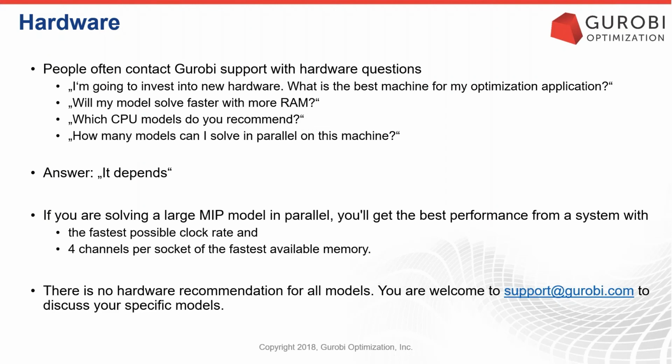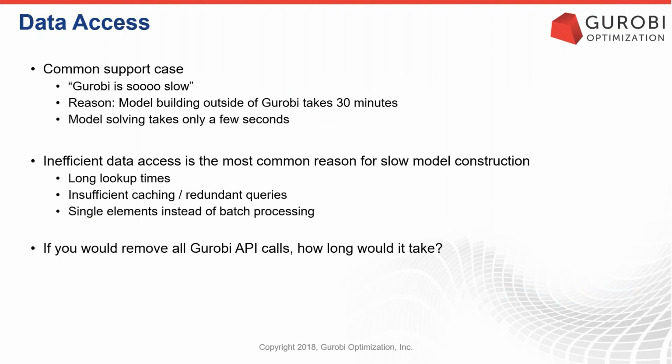So remember, in the very first stage of this optimization workflow, we have the model generator. And the model generator needs data access. One very common support case at Gurobi is people approach us and say, Gurobi is slow. But the reason is not really that Gurobi or the solving is slow, but it's because the model building takes so much time. So accessing the data, putting everything together and building the model takes, here is an extreme example, 30 minutes, but the model is solved within a few seconds.